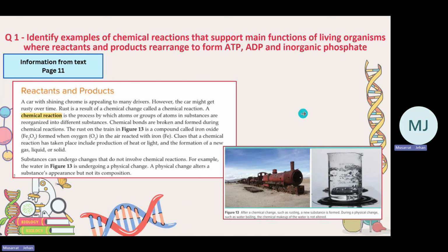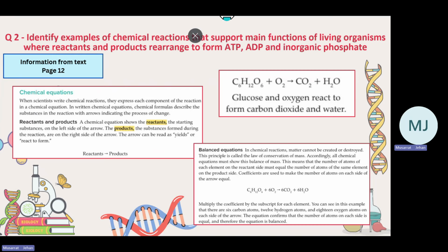So you should know about physical change and chemical change. Then what is a chemical equation? This is information from text on page 12 also. A chemical equation is how the chemical reaction is expressed. How are we showing the chemical reaction in terms of symbols and formulae? There's the chemical formula of glucose and the chemical formula for oxygen. When we show it in the form of chemicals and symbols, this is known as a chemical equation.